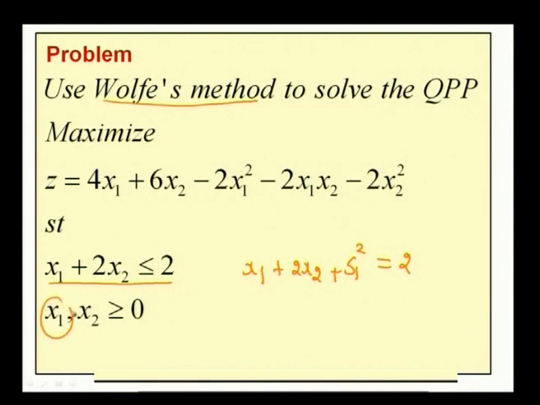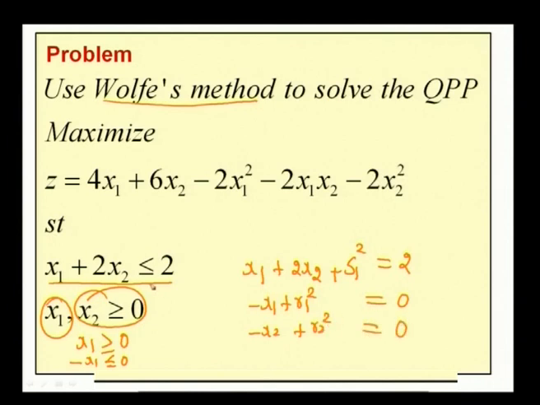Now, the first non-negative constraint is x1 greater than or equal to 0. We rewrite this as minus x1 less than or equal to 0. Now, by introducing a slack variable to this inequation, we write this non-negative restriction as minus x1 plus r1 squared equal to 0. By taking x2 greater than or equal to 0, again by introducing a slack variable, we rewrite this as minus x2 plus r2 squared equal to 0.